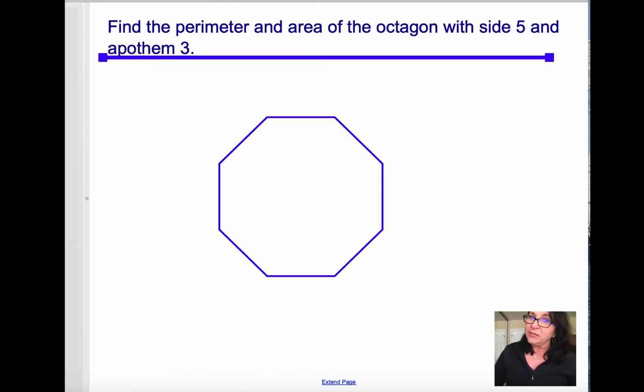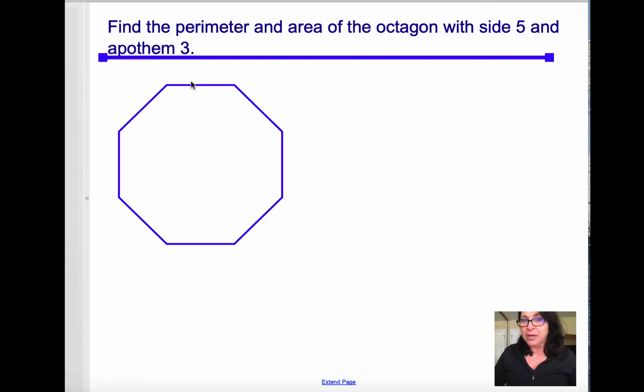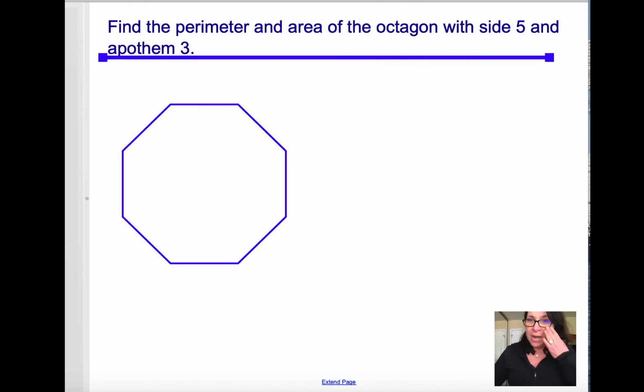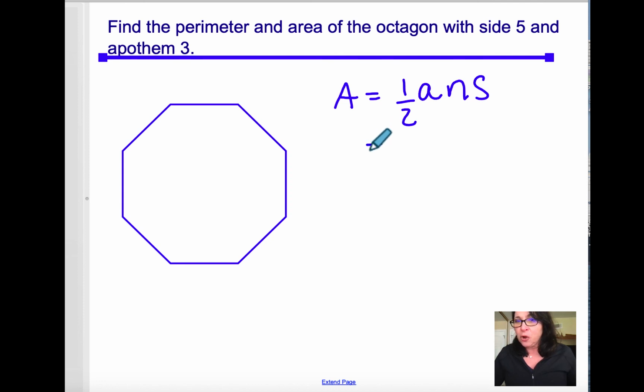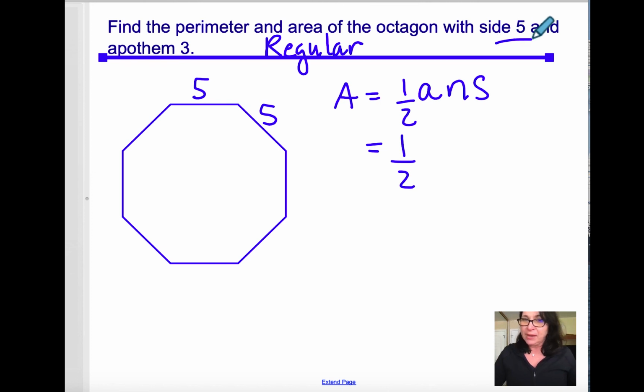Now this one is an octagon, which is a little bit different, and I want you to find the perimeter and area of this octagon. And in doing that, again, I'm going to use my area equals 1/2 ANS. So it does tell me that the length of my sides are 5, and this has to be regular, of course, for me to use this formula, and for every side being 5. The apothem is 3, so that's that length right here that comes perpendicular straight down.